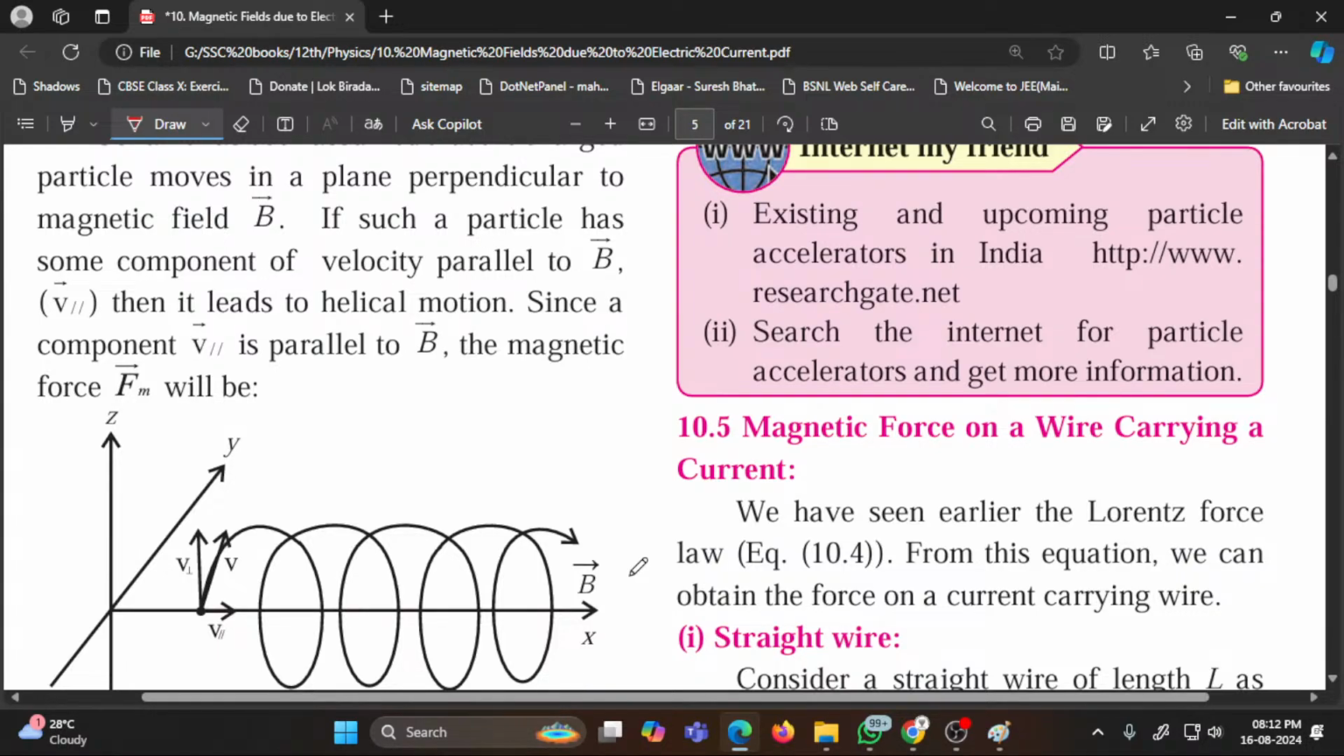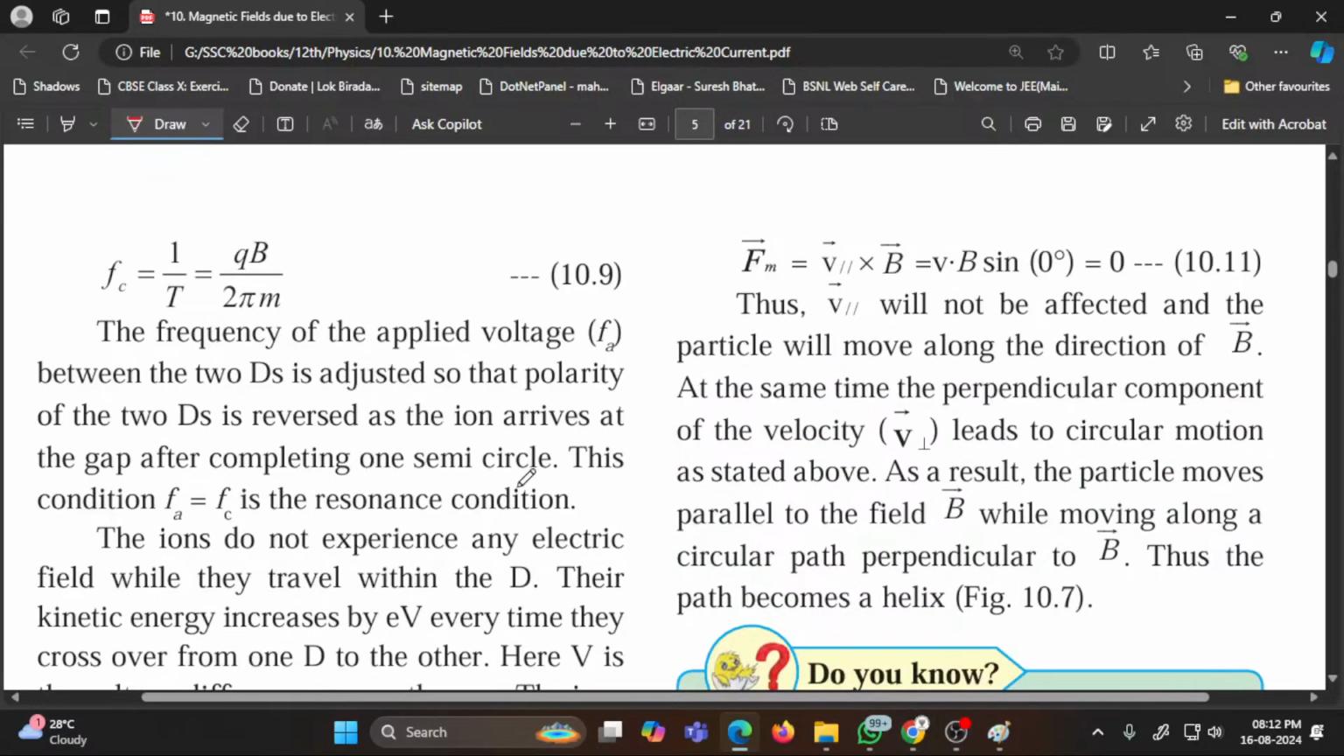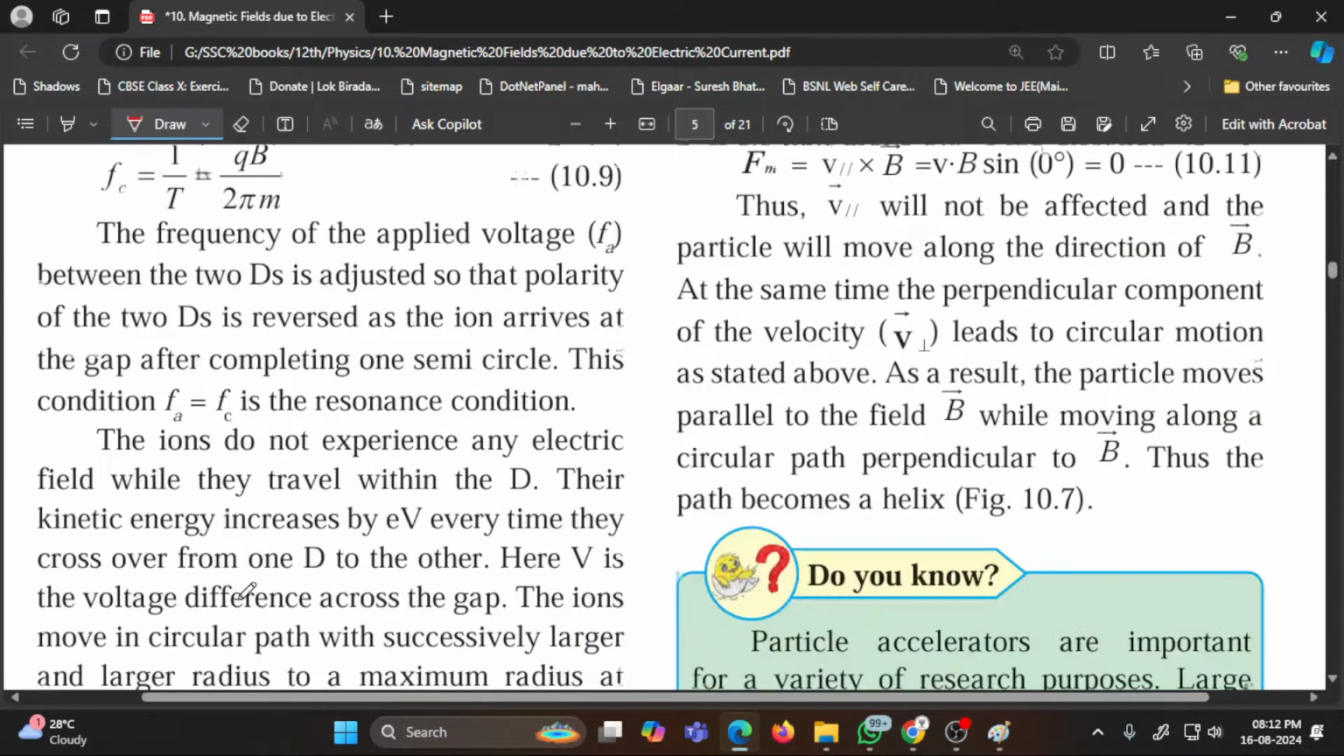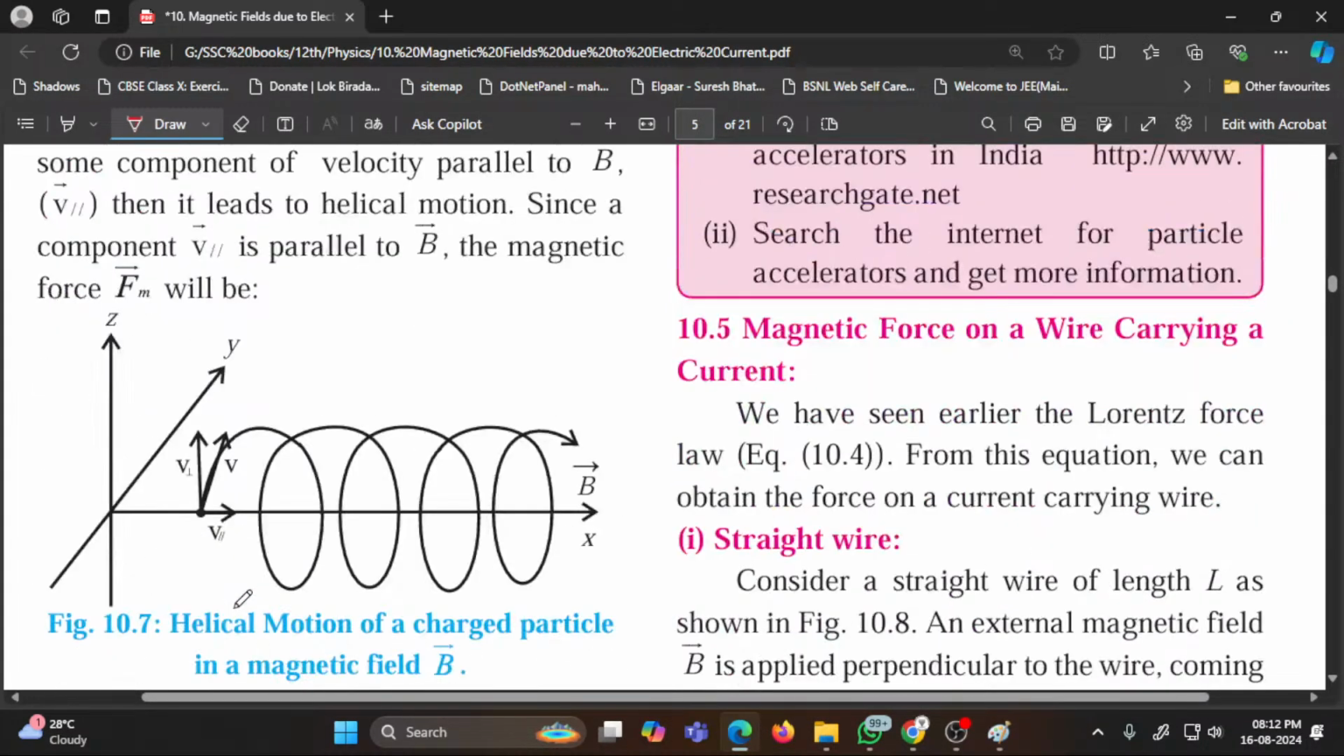Since component v parallel is parallel to B bar, magnetic force Fm bar will be Fm is equal to v bar cross B bar, vB sin 0, which is 0. Thus the velocity v parallel will not be affected. Particle will move along the direction of B bar. At the same time, the perpendicular component of velocity leads to circular motion as stated above. As a result, the particle moves parallel to the field while moving along the circular path which is perpendicular to B bar. Thus the path will become a helix. Like this the particle will move.